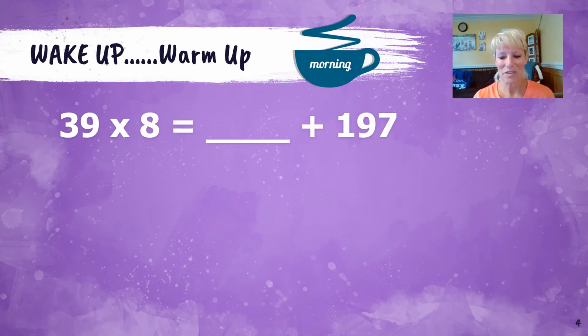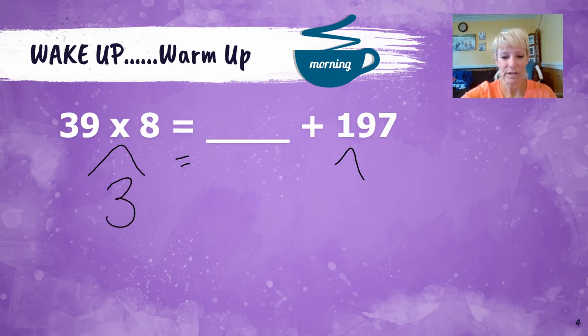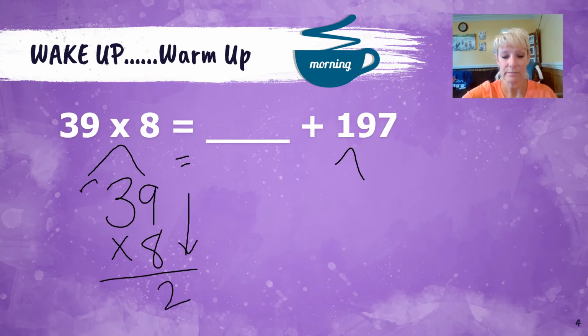All right, here's another one of those. So pause it, make sure that this side and this side are equal values, okay? And then pause it and I'll show you what to do. Okay, you should have first of all figured out this side, 39 times 8. So 9 times 8 is 72, carry your 7. 8 times 3 is 24, plus 7 is 31. So I know that this side has to equal 312.